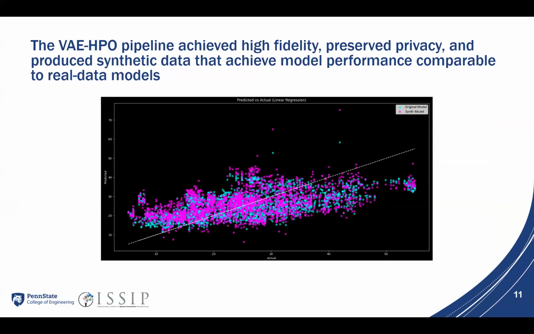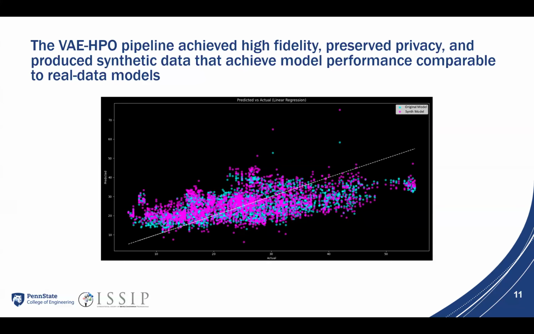So our findings show that the VAE and the hyperparameter pipeline delivered high fidelity, preserved privacy, and produced synthetic data that achieved model performance comparable to real data models. We evaluated fidelity and privacy utility across all three case studies, and the VAE performed strongly across the board. First, fidelity improved substantially after introducing our hyperparameter optimization to our final prototype. The mean deviation on the student data set dropped from 8.2% in the beta prototype to just 3.1% in our final prototype, which brought us comfortably within our 5% target.